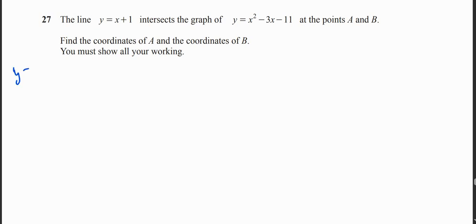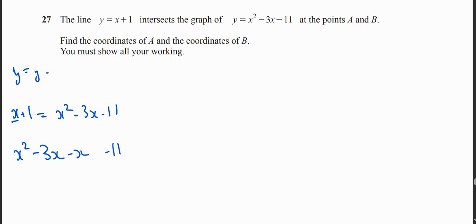Do you guys agree that y is equal to y? So one value of y, x plus 1, is equal to the other value of y, x squared minus 3x minus 11. So this becomes x squared minus 3x, this x goes over there, minus x, minus 11, minus 1 is equal to 0. X squared minus 4x minus 12 is equal to 0.